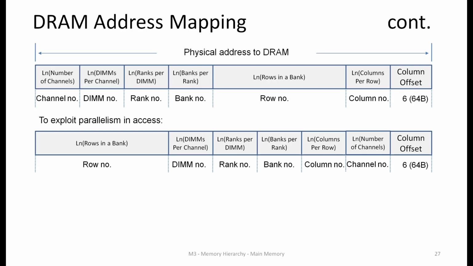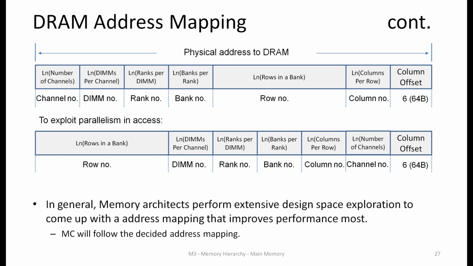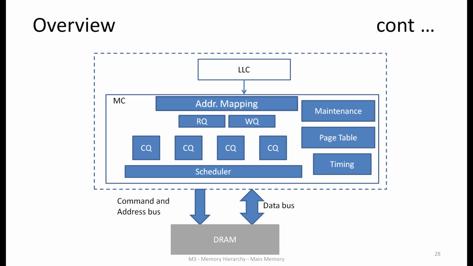This is one address mapping which has been explored quite extensively. In general, the memory architects consider all the target applications for which they are building this processor and do an extensive design space exploration with many possible address mappings and pick the one which would give the most performance. That will be encoded in the actual memory controller. So this is the first task of our memory controller, the address mapping. Basically, by looking at the physical address, it needs to extract all the channel, DIMM, rank, bank, row, and column numbers.